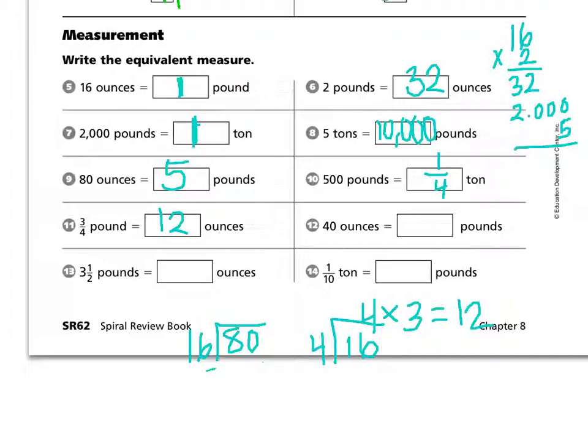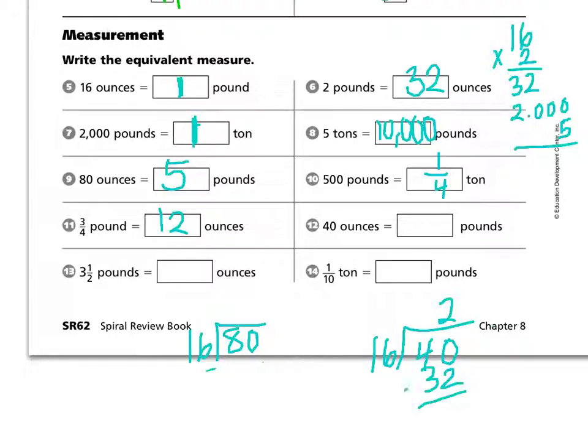40 ounces equals how many pounds? Well, I know that 1 pound is 16 ounces. So I know that I'm going to have a couple of pounds here, but I need to figure out what fractional part I have. So I know that I need to divide 40 by 16. I know it goes in twice for 32, subtract, and I get 8. I have a remainder of 8 out of 16. So I'd have 2 pounds and 8/16, which equals 2 1/2 pounds.